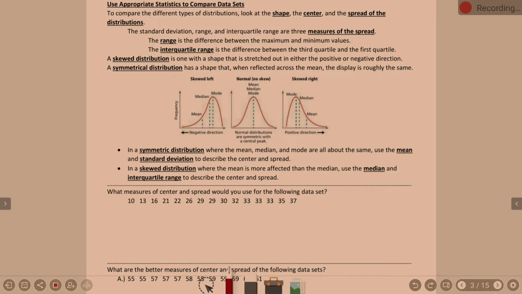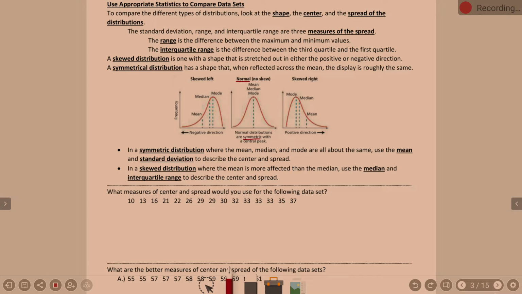Now, skewed distribution: one with a shape that is stretched out either in the positive or negative direction. As opposed to a symmetrical distribution, which has a shape that, when reflected across the mean, the display is roughly the same. So if you look here in the middle, this is an example of a normal distribution or symmetric distribution. Both ways to say the same thing. The idea is that you have the majority of the information all together in the middle there. In a symmetric or normal distribution, your mean, median, and mode are all about the same values.